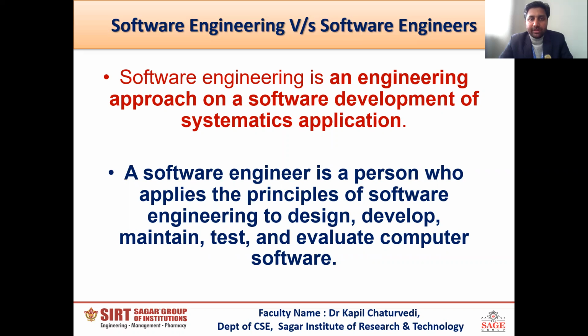The thing which we have to keep in mind is that software implementation is not a random process. It's a process which is well defined and systematic. So here we are saying software engineering is an approach to software development of systematic applications. Why are we saying that this is a sequential process? What kind of sequence we have to follow, we will discuss in this lecture.